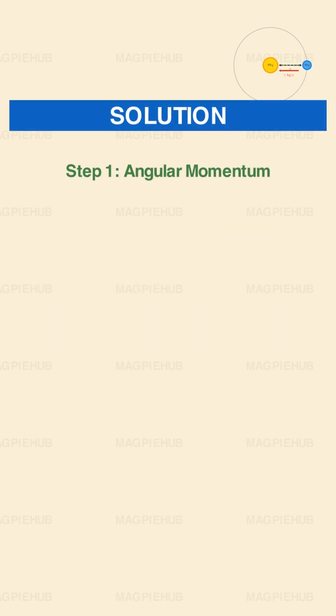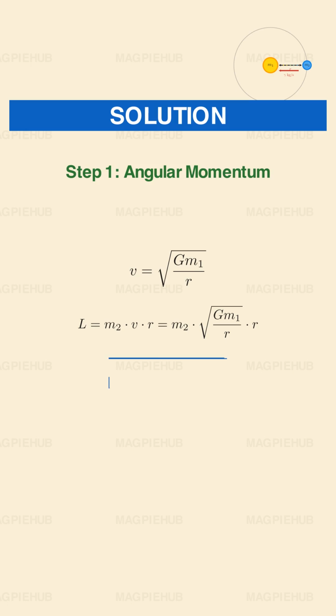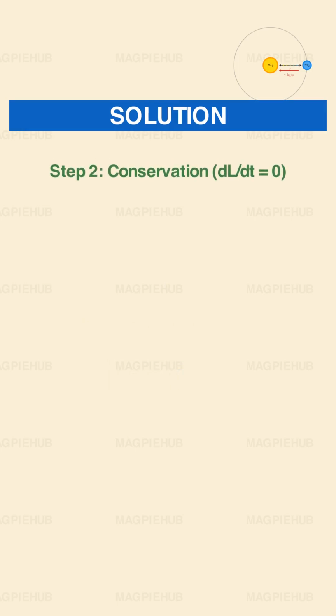For the lighter star of mass m2 in a circular orbit, the orbital velocity is v equals the square root of G m1 over r. So the angular momentum is L equals m2 times v times r, which gives us L equals m2 times the square root of G m1 r. Since mass is transferred radially, there is no external torque. Angular momentum is conserved, meaning dL/dt equals 0.